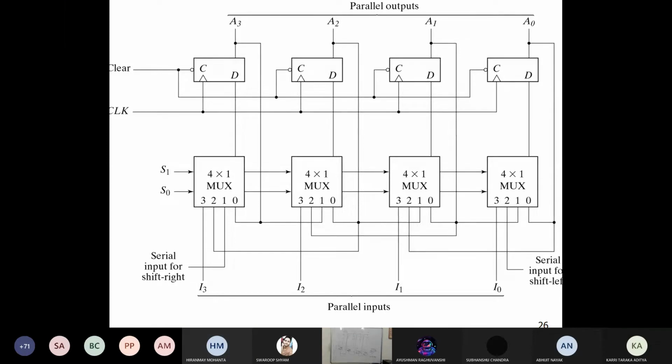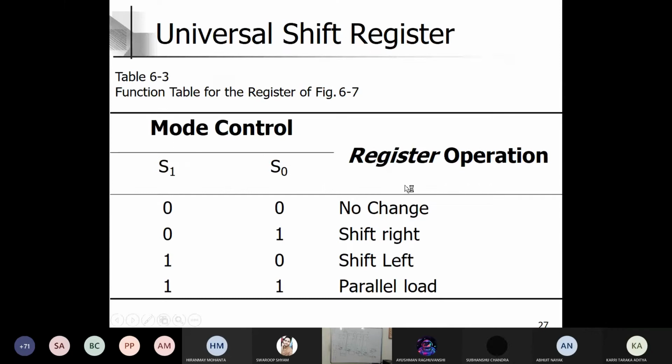Now, if we check this particular part, what is happening? For 0, 0, there is no change. For 0, 1, there is a shift right performed. For 1, 0, there is a shift left, and 1, 1 is a parallel load. Right? So now, this is one of the universal registers. We can design our own also. Can't we give 1, 0 for shift left? 0, 1 for shift left, and can we interchange 0, 0 unchanged? We can change all those things, right? Isn't it? The controls are with us. How the connections will be changed, isn't it?